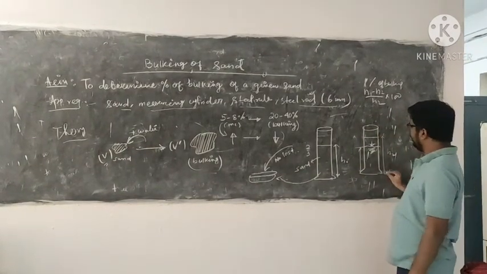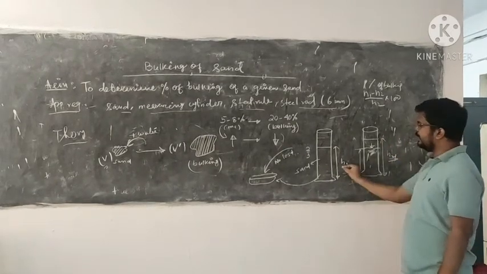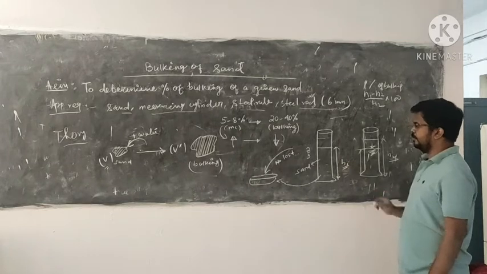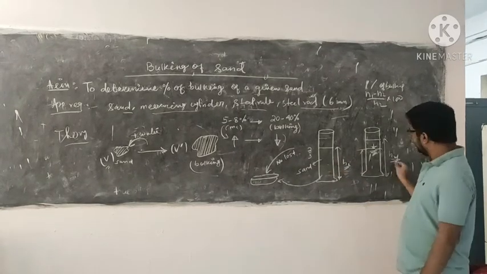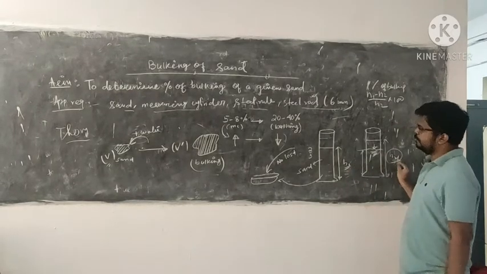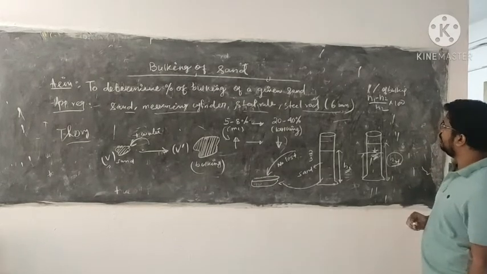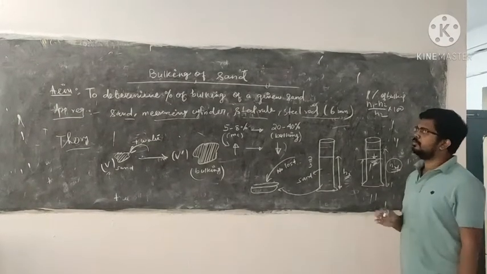And finally, we will note the height, that is S2. Initially, it was only sand for H1 and now it is sand plus water. We will note these two heights. Then what we will do? We will find out the percentage of bulking.